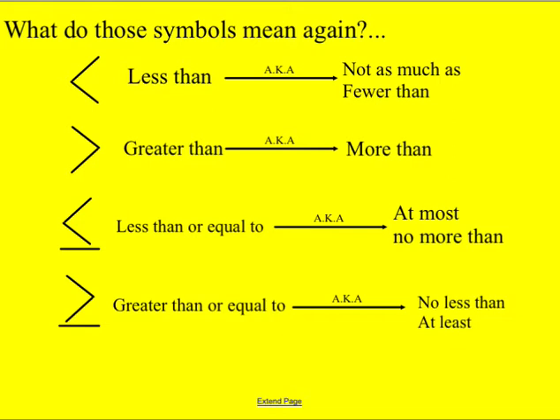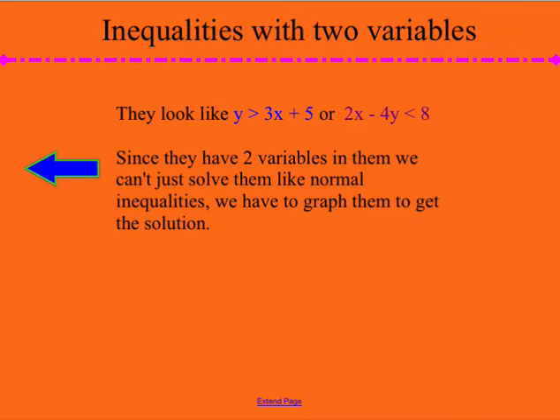So remember these symbols. You don't need to write them down, just remember them. If the alligator mouth is facing away from the y, it's going to be less than. If it's facing towards the y, it's going to be greater than. And remember that the line underneath means that it's equal to. It could also be that number. So let's take a look at what we're doing here.